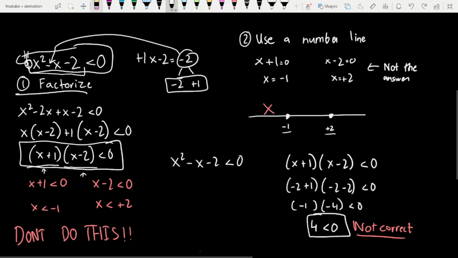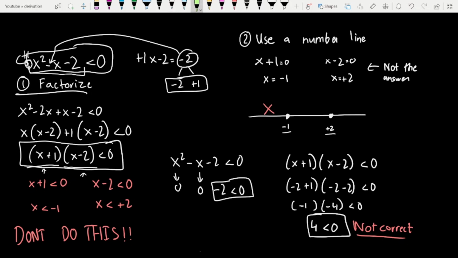So I'm going to pick 0, and this time I'm going to input it in the standard form. So this thing is going to be 0, this thing is going to be 0. I'm just going to be left with minus 2 is less than 0. Is this correct? Is minus 2 less than 0? Yes, minus 2 is less than 0. So this section is actually correct.